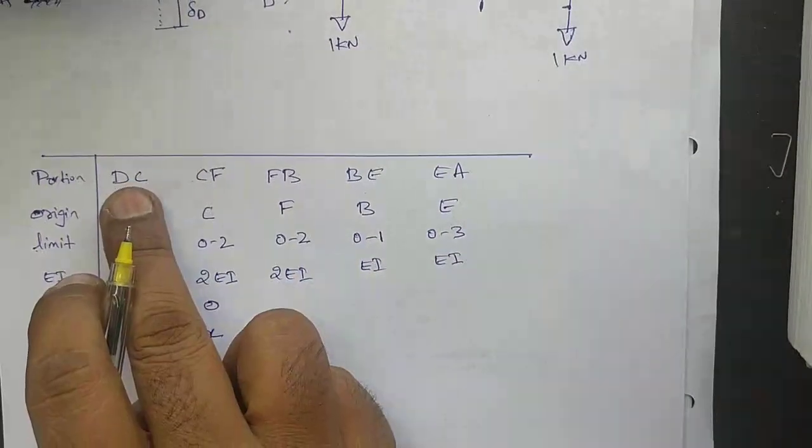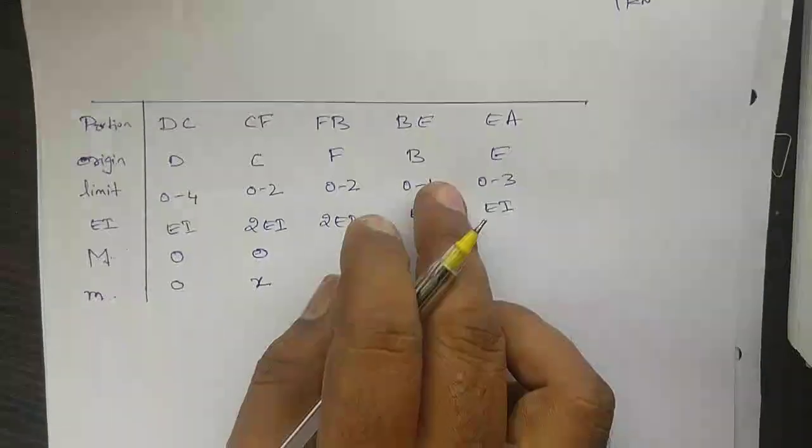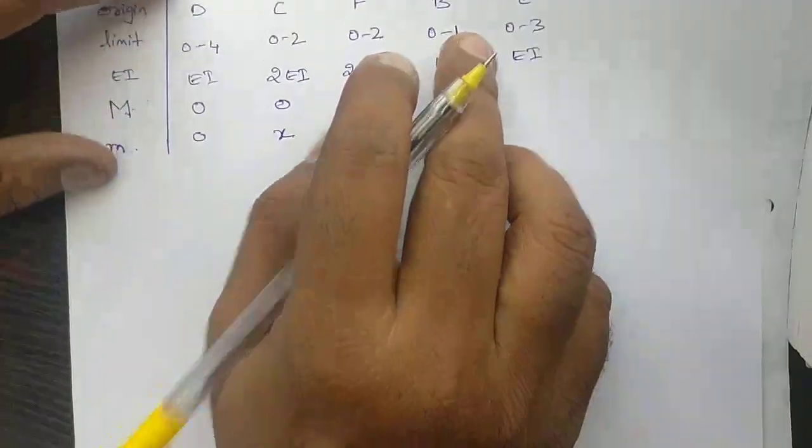Okay. DC is over, CF is over. We have to go for FB. I will draw the figure here.